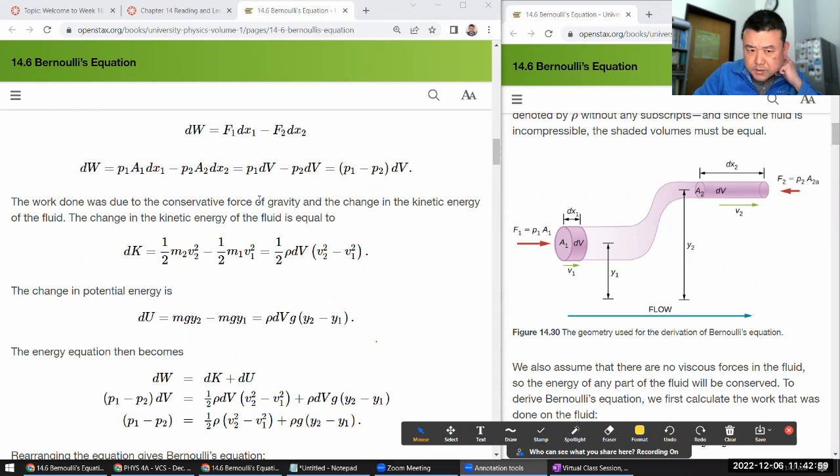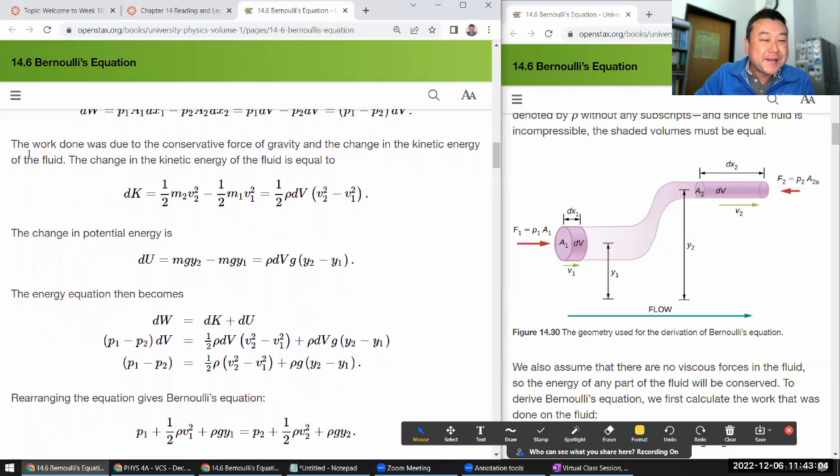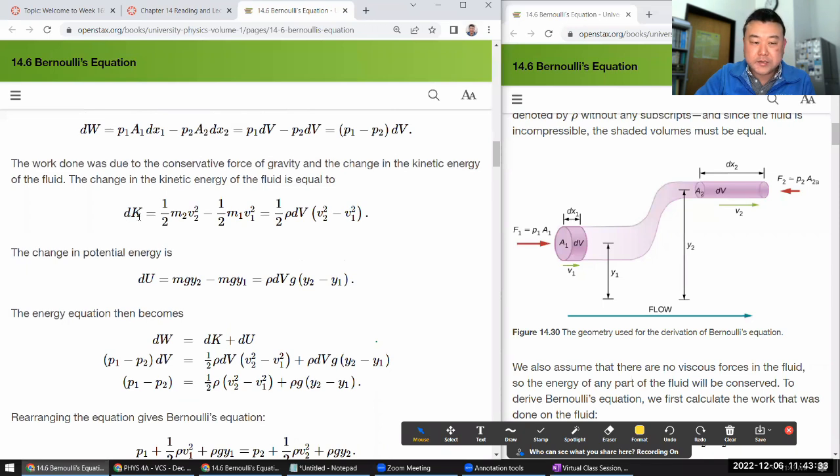It's quite an elegant derivation, and I think that's the part I keep messing up when I try to do this on my own. The work done was due to the conservative force of gravity. Wait, what? Let me keep reading. Work done was due to the conservative force of gravity and the change in the kinetic energy of the fluid. All right, I'm going to keep reading. The change in the kinetic energy of the fluid is equal to this. Okay, the difference in kinetic energy for this infinitesimal amount of fluid that is moving is 1/2.